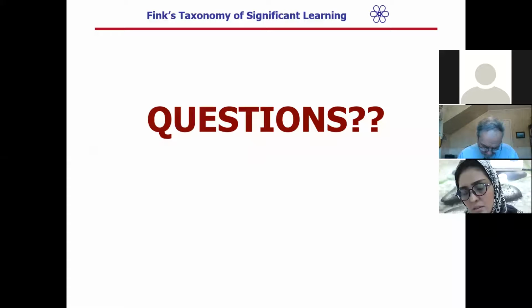Is there any way to adjust the learning or the significance of learning principles to fit with whatever the exam situation, whether it is pass or fail or even grading, so that we can find a solution to this problem that is really facing a lot of medical schools?